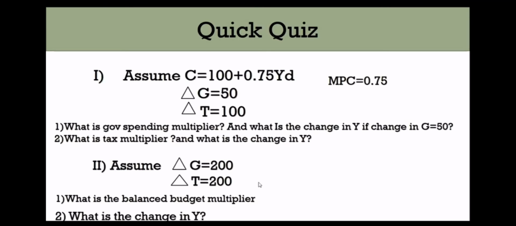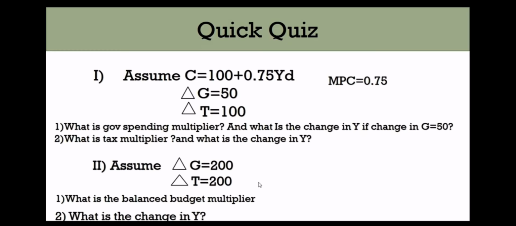So now let's do a quick quiz. You can pause the video here and solve it, and then check the answers in the next slide. Part 1 says assume that consumption C is equal to 100 plus 0.75 YD, and that MPC is equal to 0.75, which also means that MPS is 1 minus 0.75, which is equal to 0.25, and that the change in government spending is equal to 50 and the change in taxes is equal to 100.